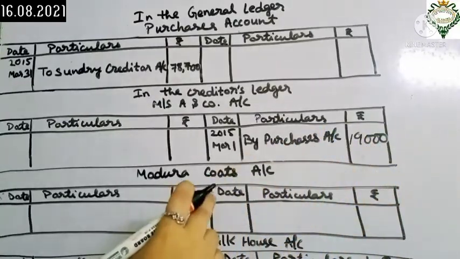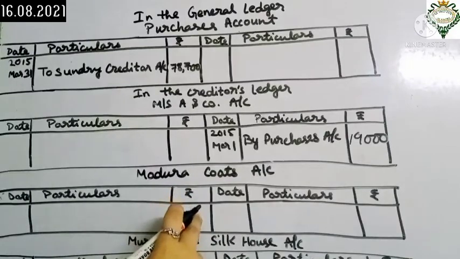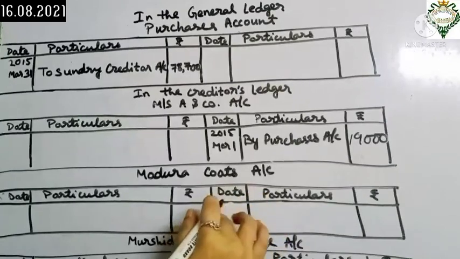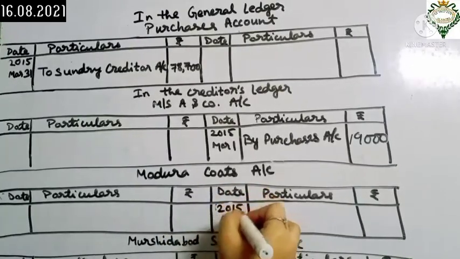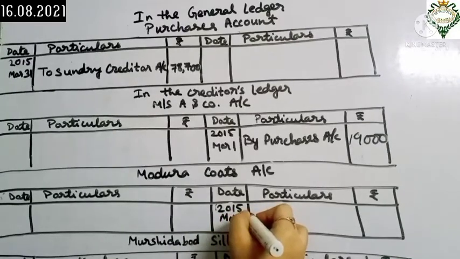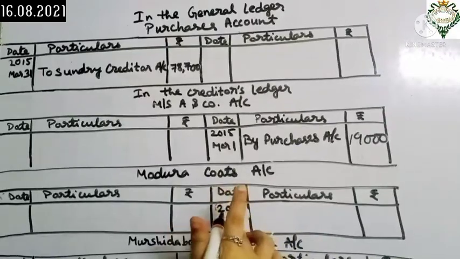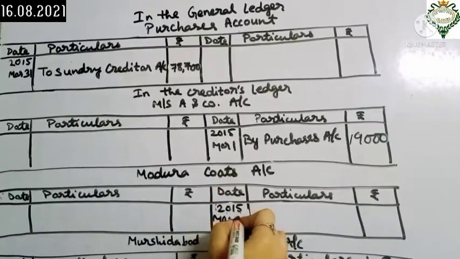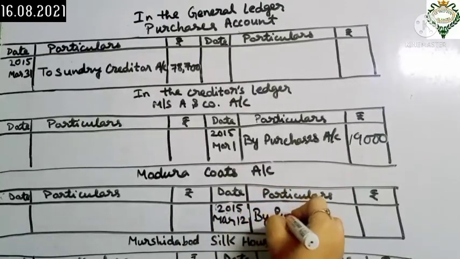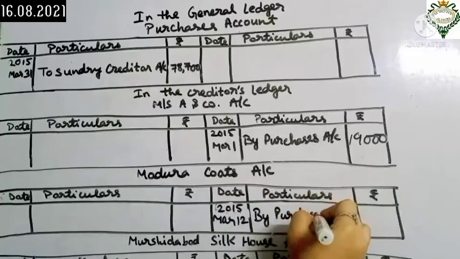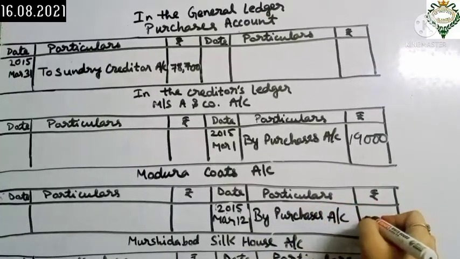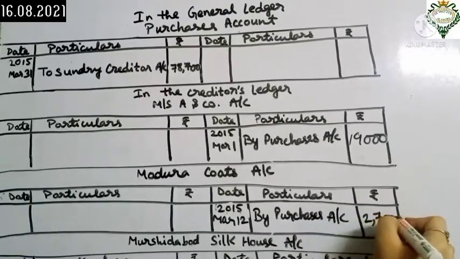Next come to the Madura Courts account. The next transaction has been done on March 12. We have to write the year first, 2015, and March 12. And here also we will write by purchases account, because everything we are taking from the purchases book. So we write the purchases account, and the total amount, that is 2,700.